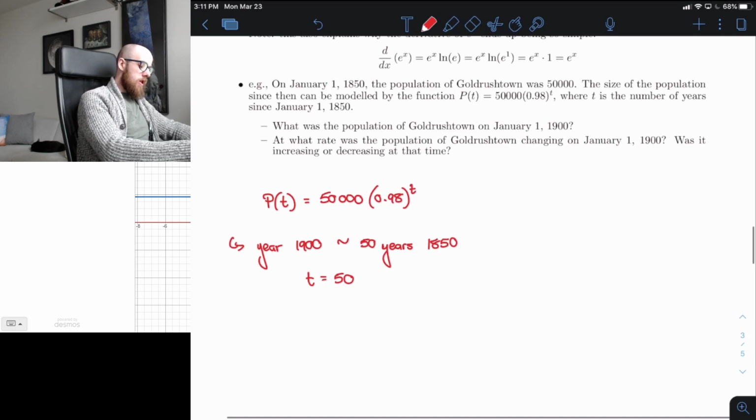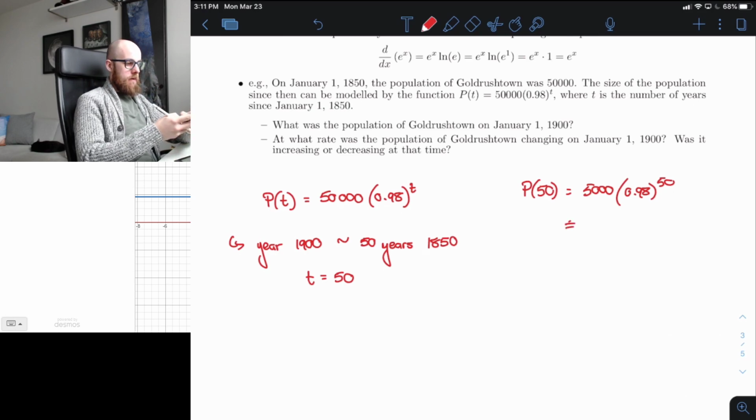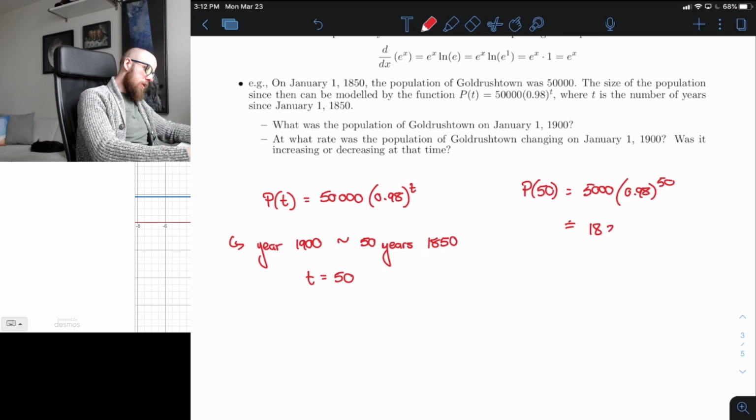So what I'm going to do is plug in 50. P at 50 is 50,000 times 0.98 to the power of 50. I'm going to type this in, 50,000. I get a value of 18,208 well, no points, right? So 2008 people.